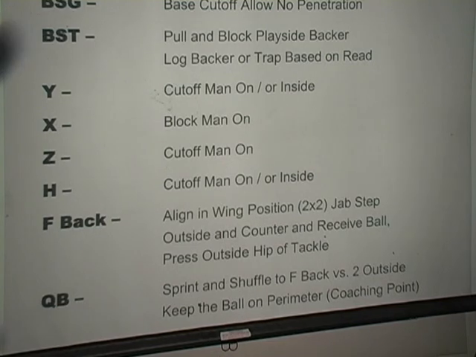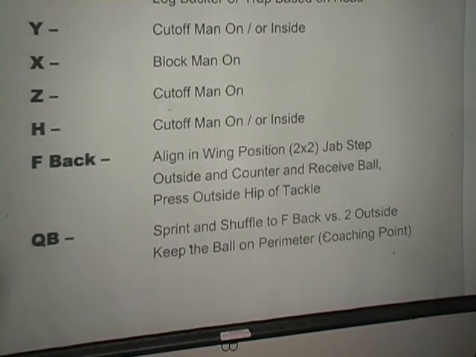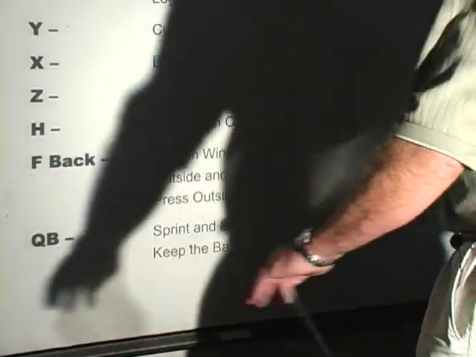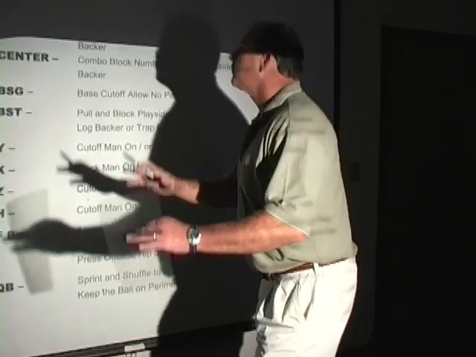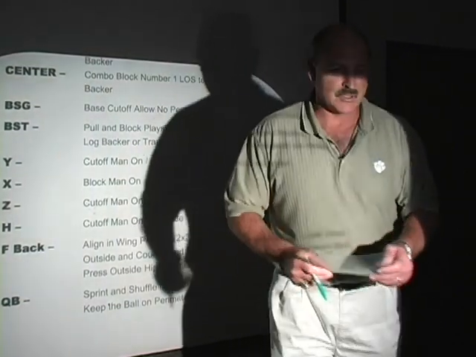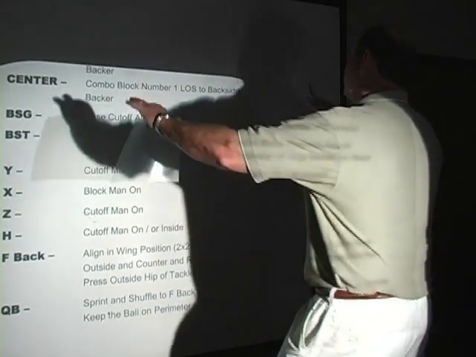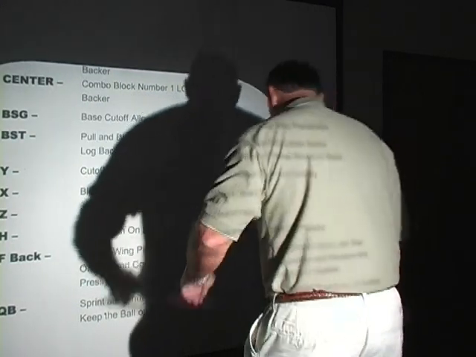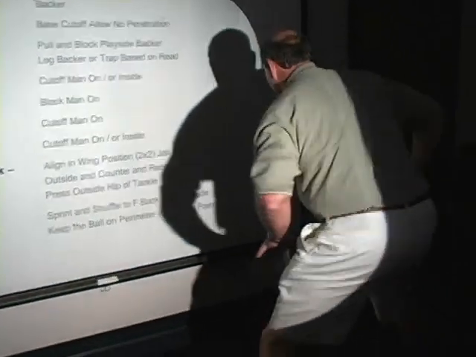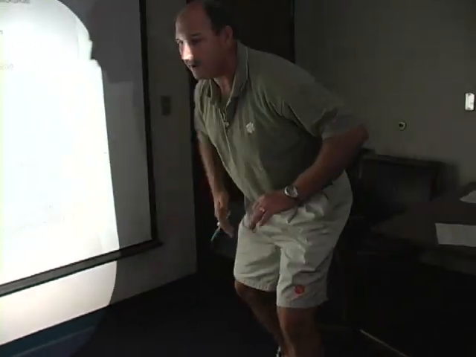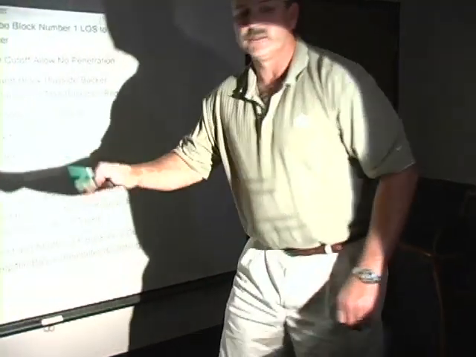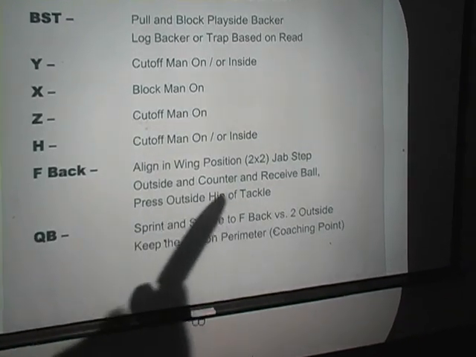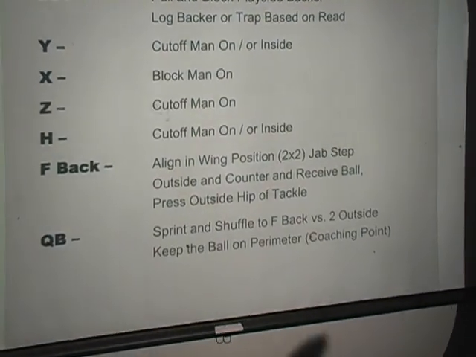F-back is going to align in his normal wing position 2x2, jab step, play side. So he's going to jab step and sell. We're selling the sprint out pass because we've lined up in this formation, trips, wing, and we've sprinted. So he's going to line up 2x2. He's going to jab here hard, counter open, and now he's going to get the shuffle underneath. Receive the ball, press the outside hip of the tackle.